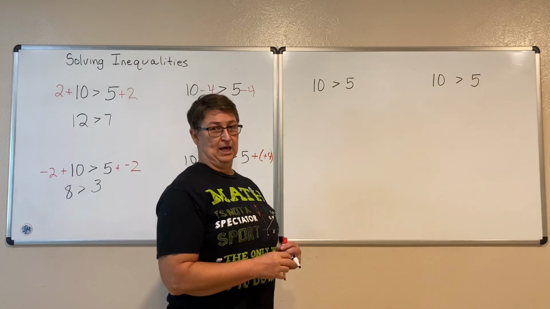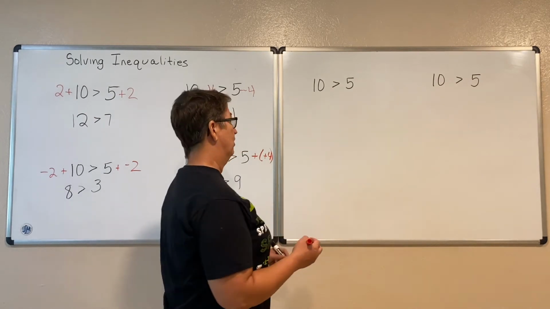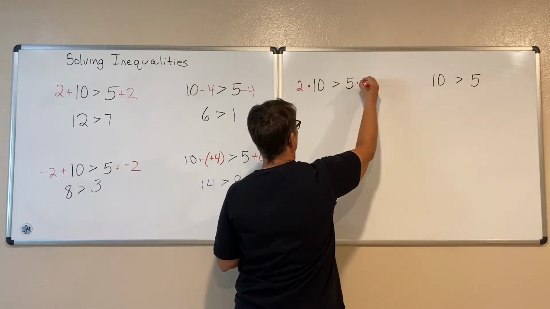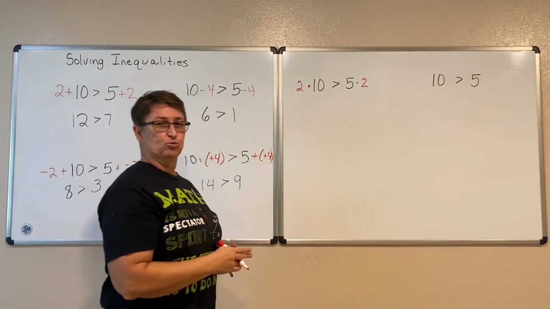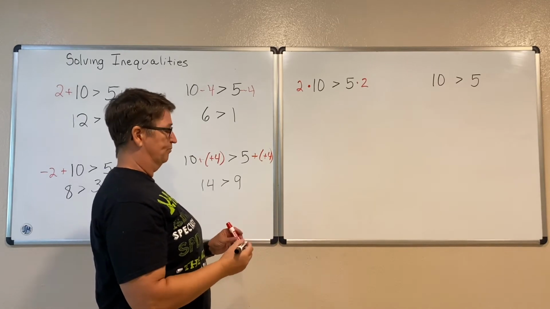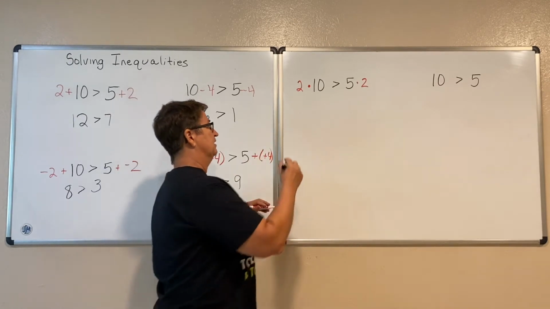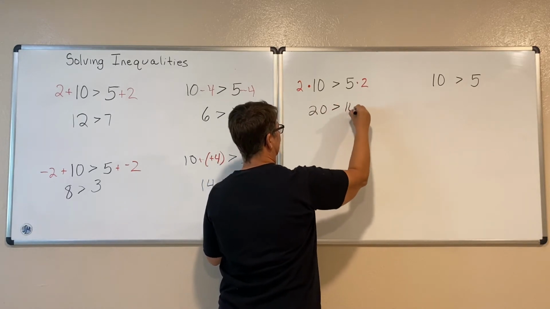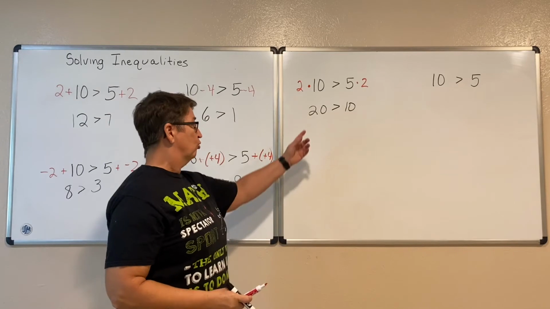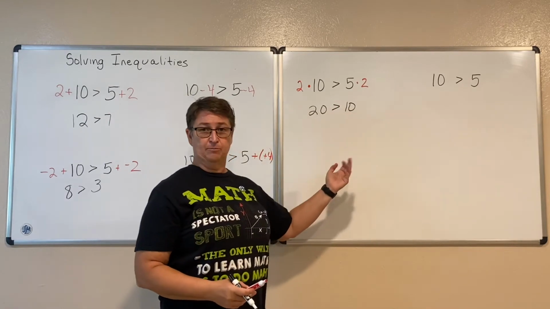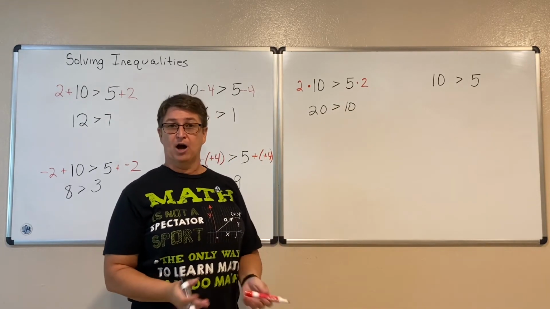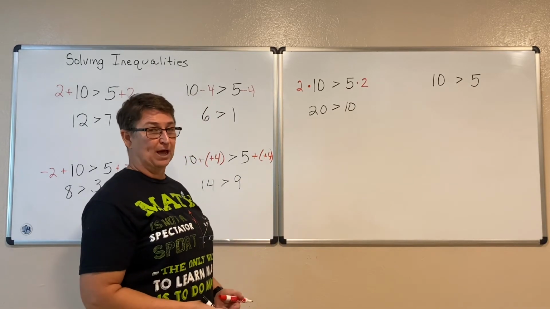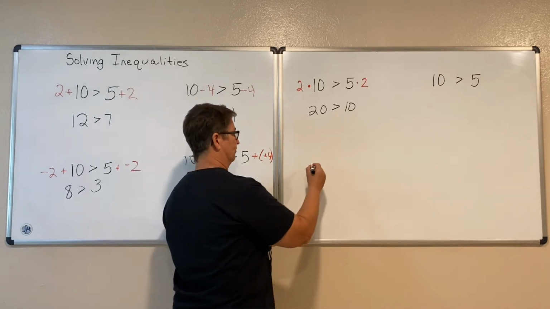Let's try multiplying both sides of our inequalities. Let's multiply both sides by 2. And let's just see what happens when I multiply both sides by 2. Well, 2 times 10 gives me 20, and 5 times 2 gives me 10. 20 is greater than 10. So multiplying by that positive 2 was fine. It didn't change my inequality by multiplying both sides of the inequality by 2.